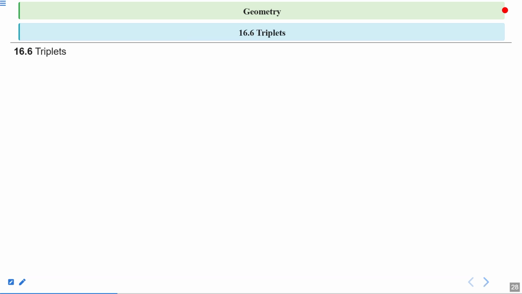Next, let's see some triplets in a right angle triangle. This is the diagram of the right angle triangle. We know that in a right angle triangle, B square equals C square plus A square, according to this diagram.